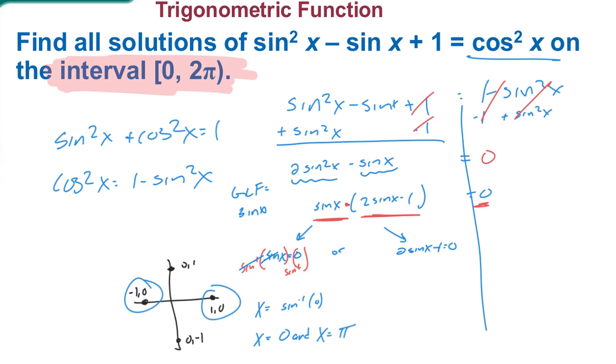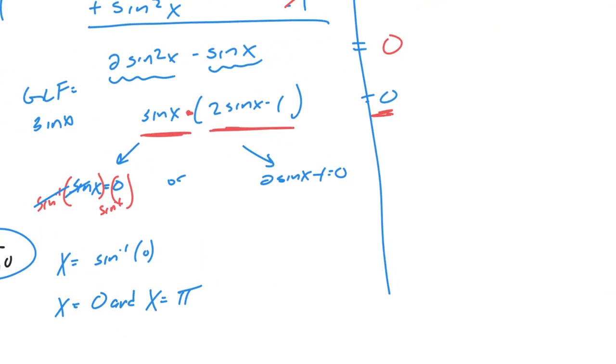Now, let's consider the other possibility. We had 2 times the sine of x minus 1 equals 0. So if we start solving this one here, we get 2 sine of x is equal to 1. Divide each side by 2, and we get sine of x is equal to 1/2. So again, we're looking for any answers in the region from 0 to 2 pi.